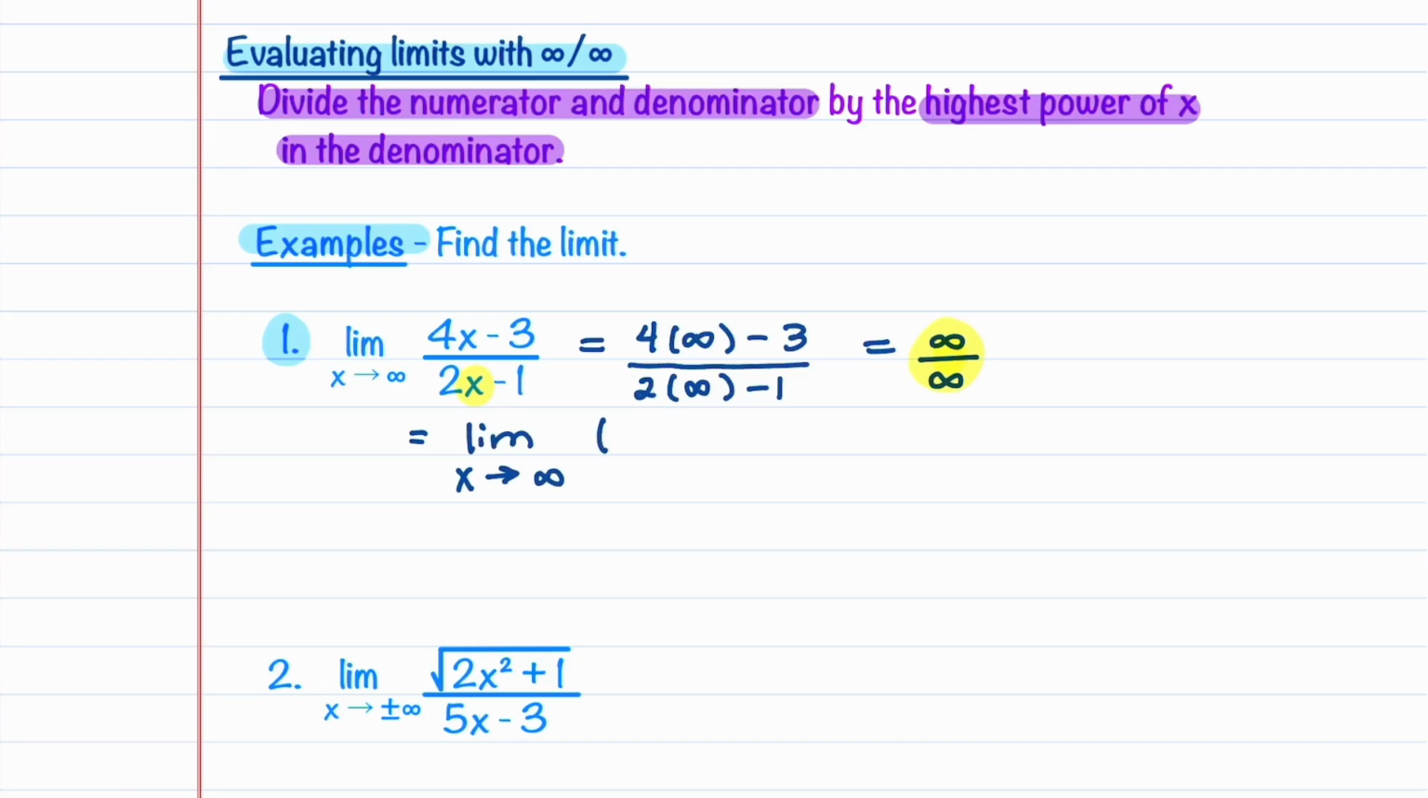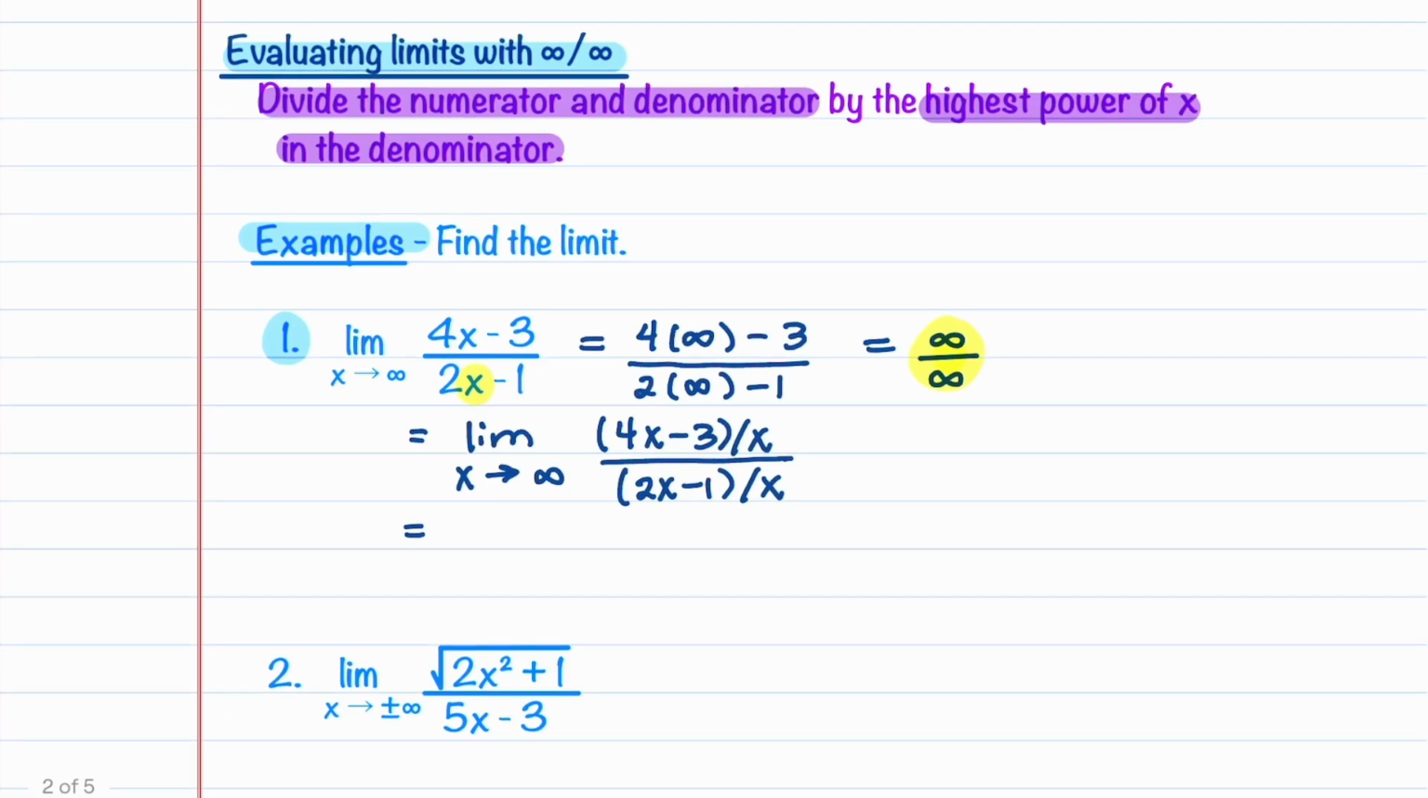We're going to take the top part and divide it by x, and then do the same thing for the bottom part. Now we'll go ahead and break it up into pieces. So we have the limit as x goes to infinity. 4x divided by x is just 4, and then we have a minus 3 over x. And in the denominator, we have 2x divided by x, so that's just going to be 2 minus 1 over x. Now we can go ahead and plug in that x is approaching infinity.